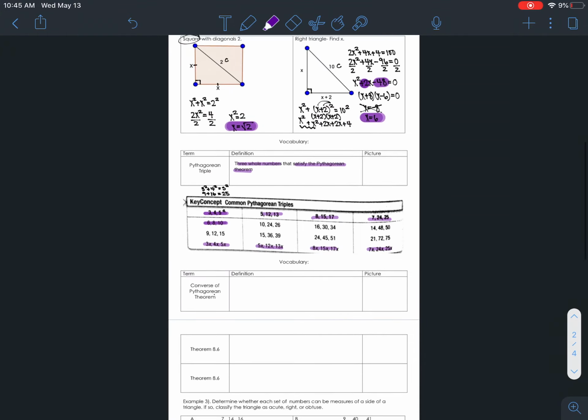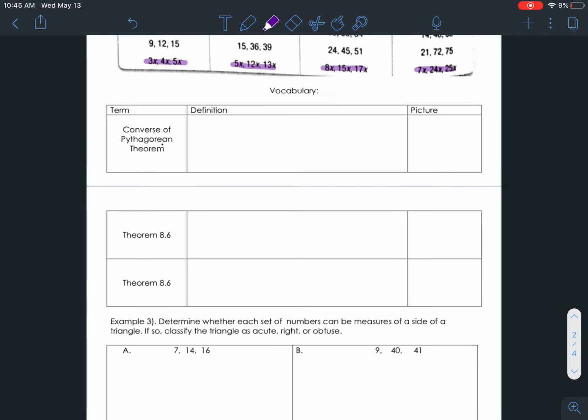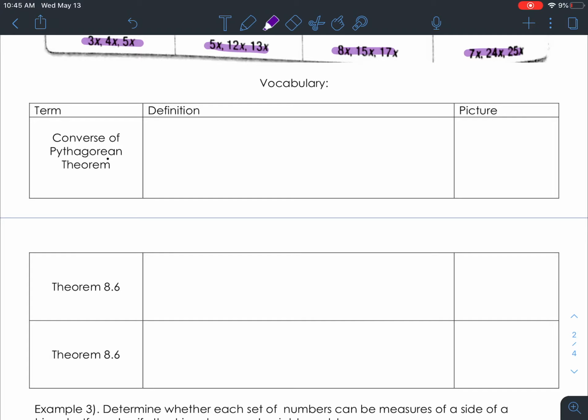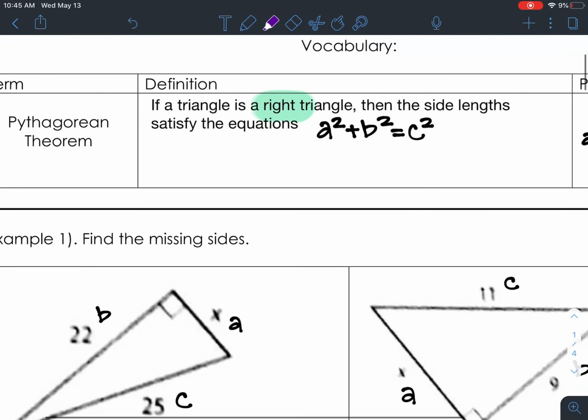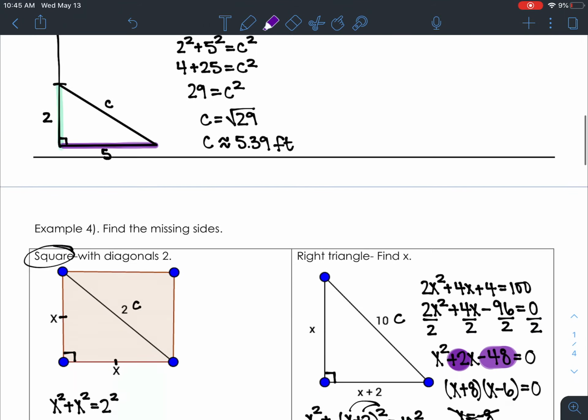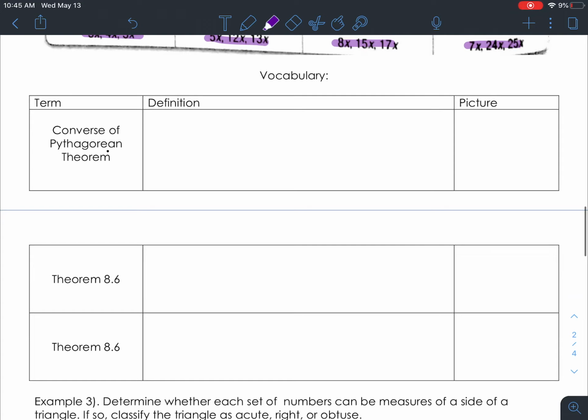Okay. So the next idea here is the converse of the Pythagorean theorem. So if we scroll up, it says if a triangle is right, then the side lengths satisfy that equation, a squared plus b squared is equal to c squared, okay? The converse, though, is saying, and I'm going to make these ones really quick, that if 3 side lengths satisfy a squared plus b squared equals c squared, then it's a right triangle, okay?